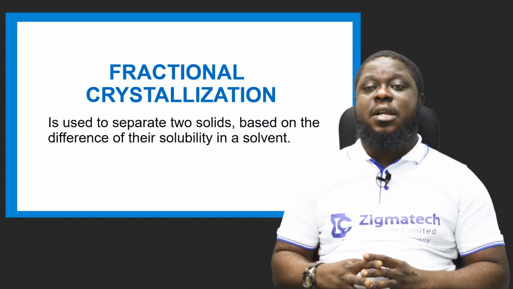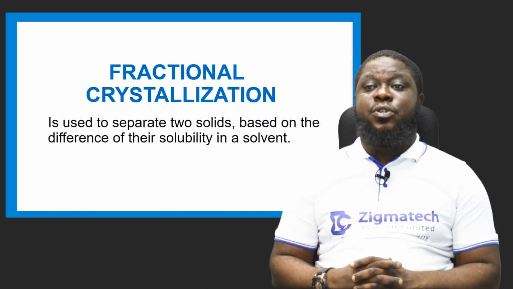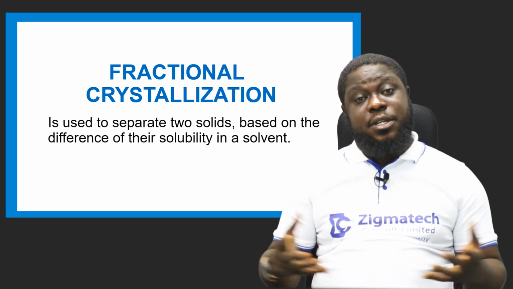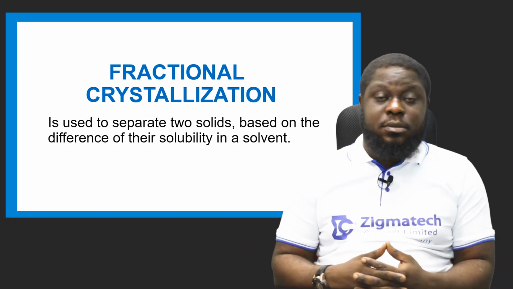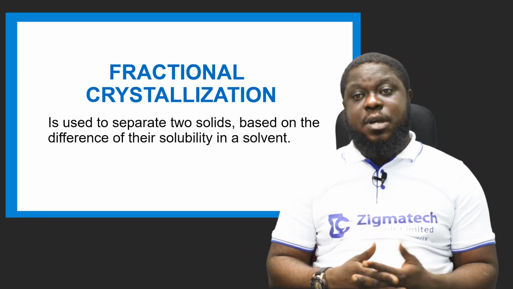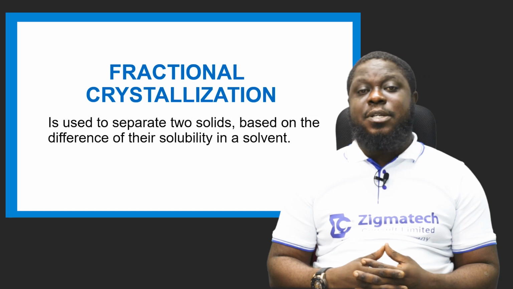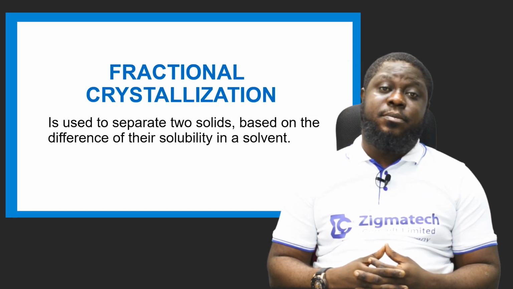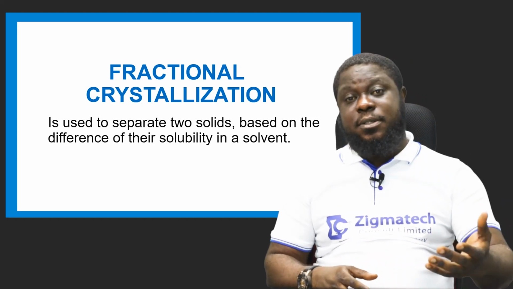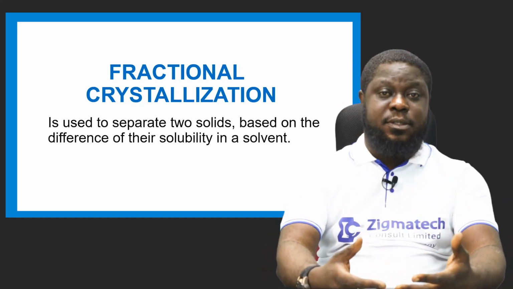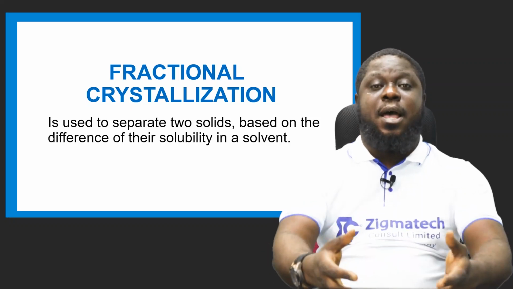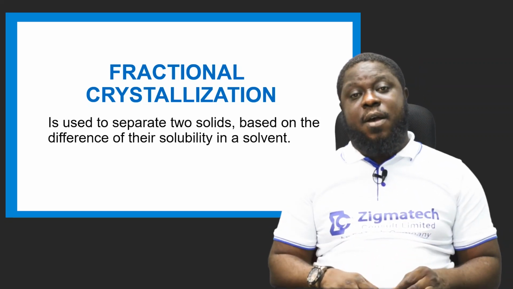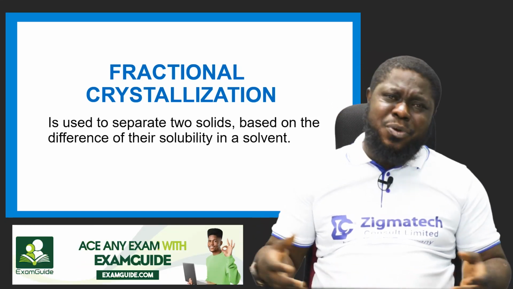Now, the next one is fractional crystallization. It's used to separate two solids based on the difference of their solubility in the solvent. It's the same thing like I said, sugar and salt. You just have to heat it, one will evaporate, one will remain in the water. In essence, the sugar will evaporate with the water, and the salt will remain. In that process, you have separated the salt and water.